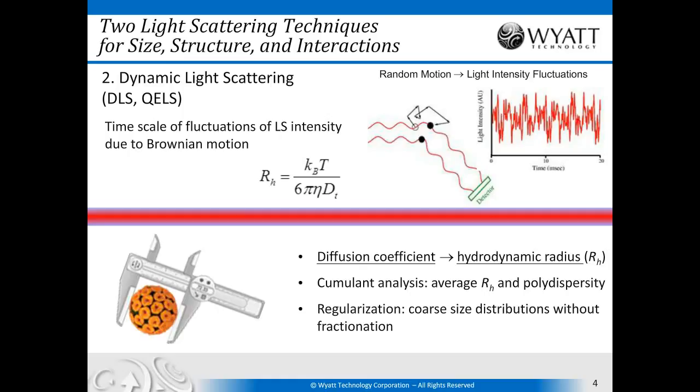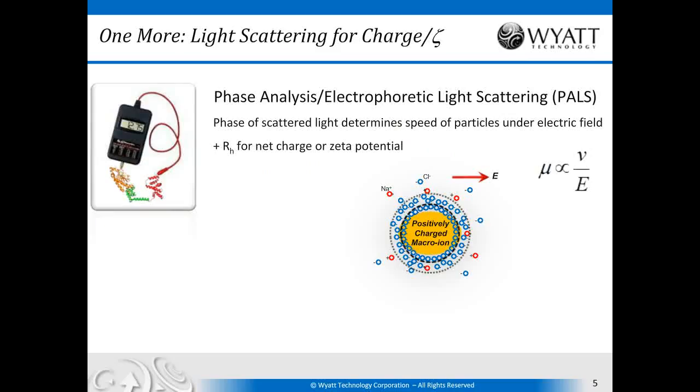Another type of analysis is called regularization, and what that does is allow you to obtain a coarse size distribution all the way from sub-nanometer up to several microns without any type of fractionation. So that's really useful. You can use very little sample, it takes no time, you don't have to worry about the fractionation, and you can get a coarse size distribution and measure a very large range of sizes.